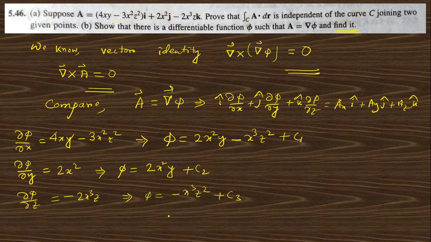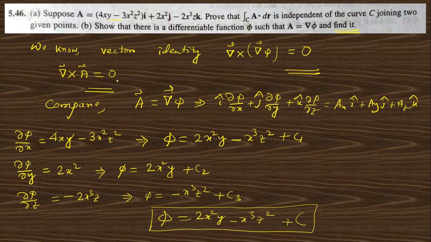So if we take the total solution, phi is nothing but 2x squared y minus x cubed z squared. There is no additional term, so we can say this c is a constant. This is the solution for this phi, the scalar function, by which the A vector can be represented as grad phi. This phi value is like that. Okay, clear? This is the solution of this question. Go to the next one.